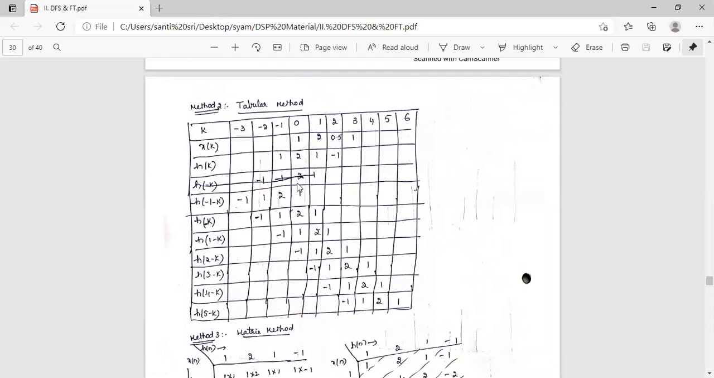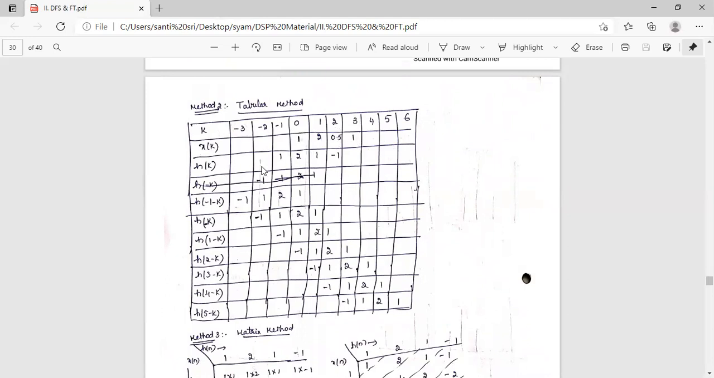Write those values in this table. So k: minus 3, minus 2, minus 1, 0, 1, 2, 3, 4, 5, 6. Okay, so x of k is given like this. X of 0 value is 1. X of 1 value is 2. X of 2 value is 0.5. X of 3 value is 1.